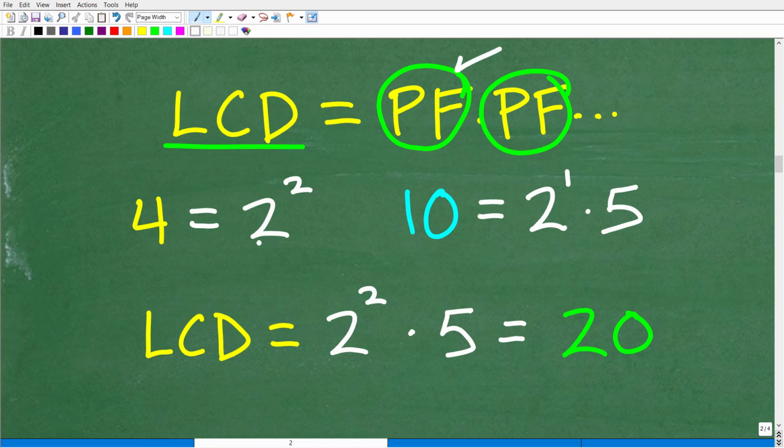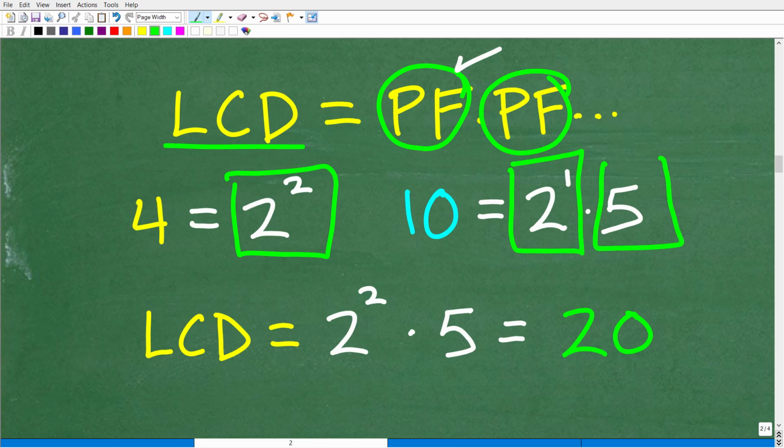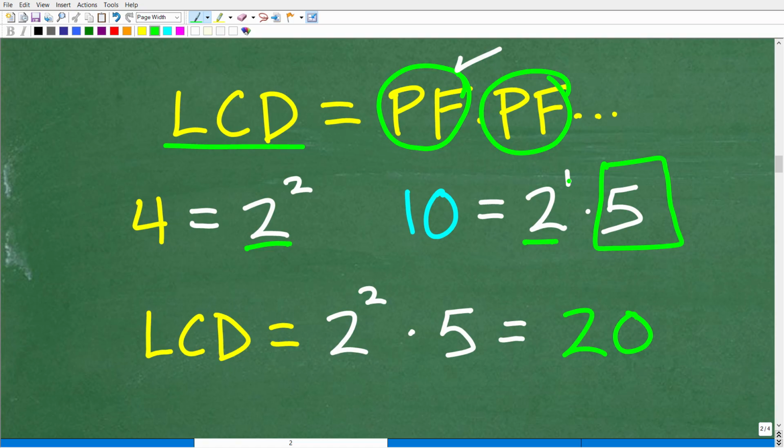So let's scan our prime factors here. This is a prime factor, this is another prime factor, and this is another prime factor. Here I have 2 squared, so we have a power of 2 as a prime factor, and this is 2 to the first. So here is the big twist: if you have the same number to a different power, this is 2 squared, this is 2 to the first, all you need to take in terms of your prime factor in your LCD is the highest power.